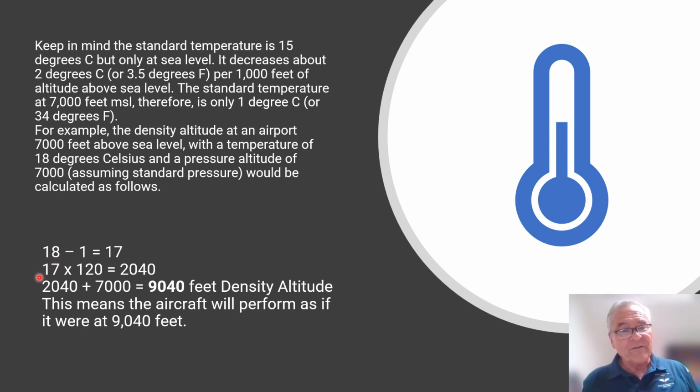18 minus 1 equals 17. 17 times the 120 is 2040, and add that to the elevation to get 9,040 feet. Density altitude: the aircraft will perform as if it was at 9,040 feet.